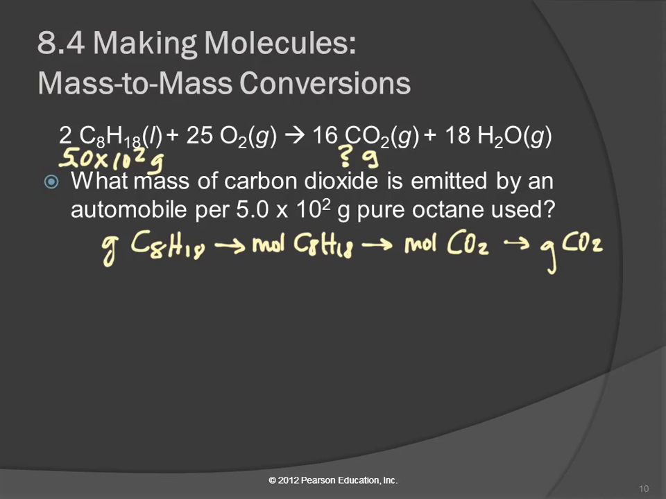So there's our path, and now we just follow what we learned about dimensional analysis. So 5.0 times 10 to the 2 grams, and you need to write C8H18. I have 3 arrows. I'm going to have 3 fractions. Times.